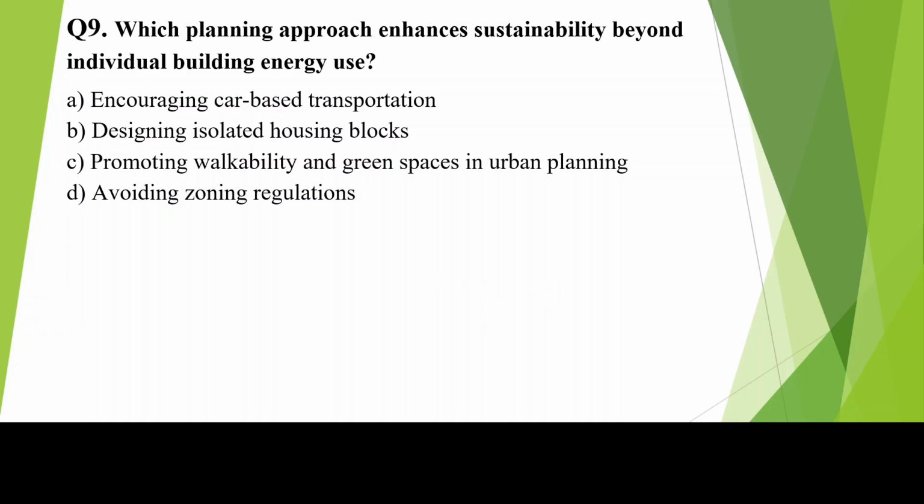So urban planning must integrate sustainability by reducing transport needs, conserving green spaces, and designing walkable and compact mixed-use neighborhoods, which can be done by promoting walkability and green spaces in urban planning. So this is the correct answer and all of you have marked it correctly. So let's move to the next question then.